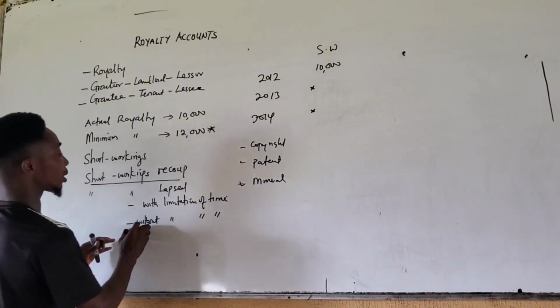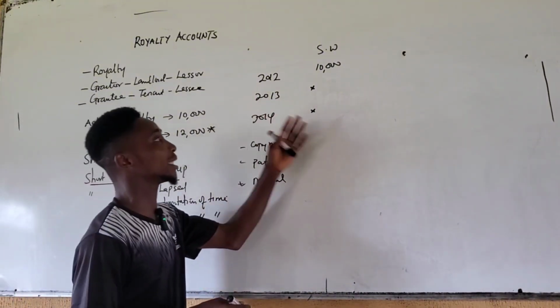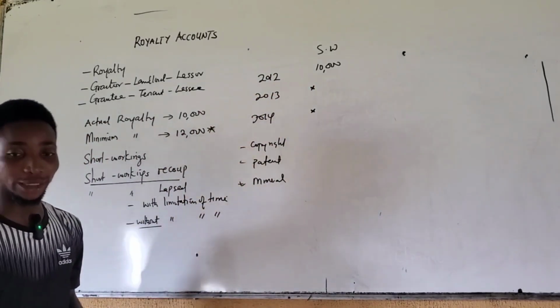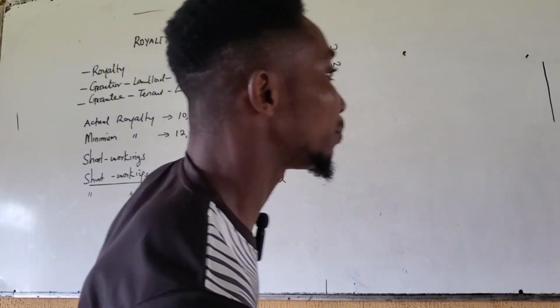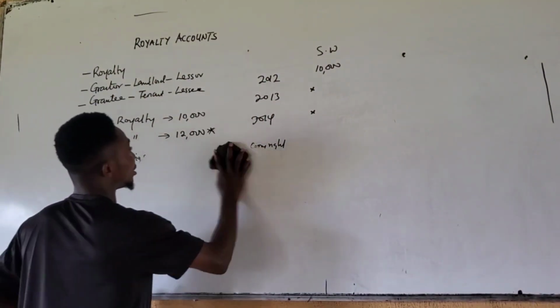Then if it is short workings without the limitation of time, meaning any time they have excess, they can recover that short workings. Now we'll look at the main account prepared in the book of the grantor and in the book of the grantee.